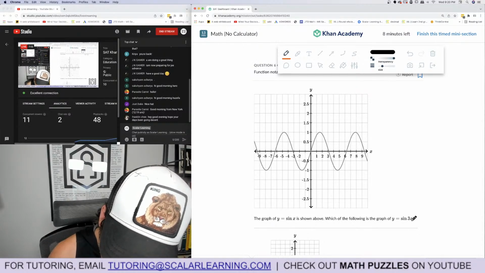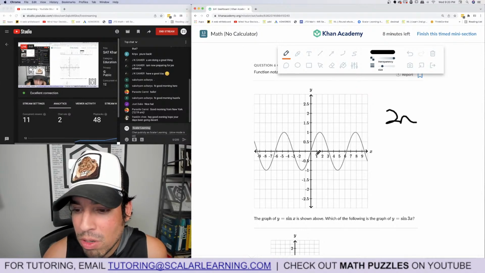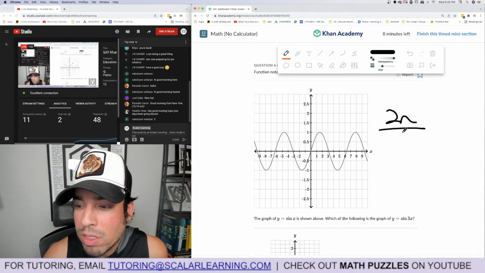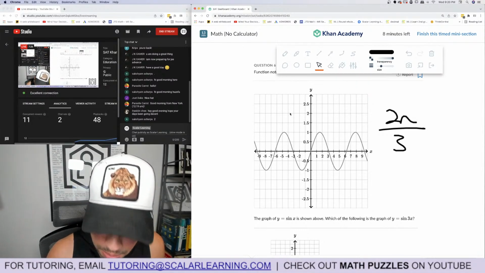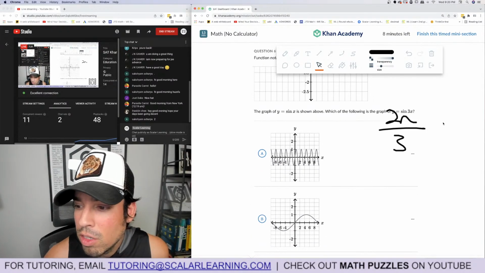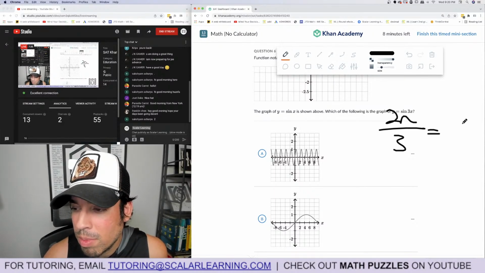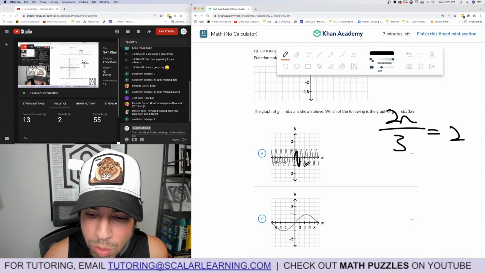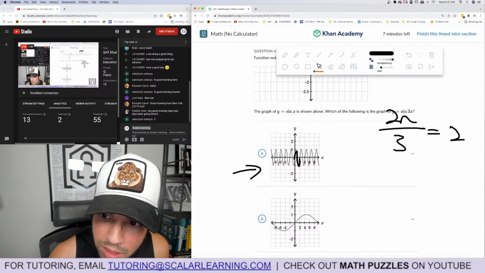But what you do when you have a 3 in the mix like that is it actually changes the period. Normally the period is 2 pi, right? So 6 is about 2 pi. Now the period is 2 pi divided by that 3, so it's 2 pi thirds. That's all that's happening. So now we look down and see which has a period of 2 pi thirds. Again, 2 pi is about 6, divided by 3, so it's about 2. This one looks pretty good. See, it goes up and down, and that's 1 period in 2. So it's probably A. This period is elongated, so that's wrong.